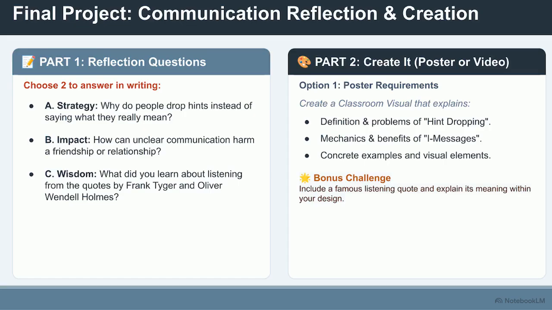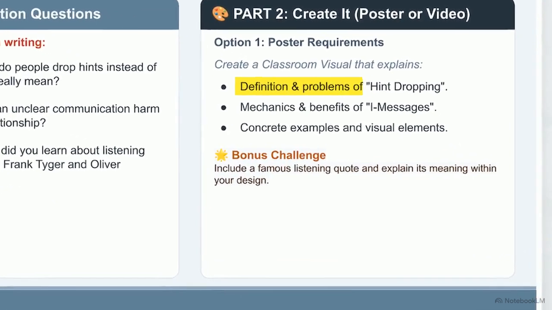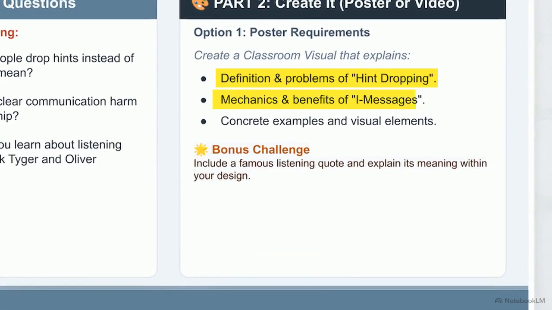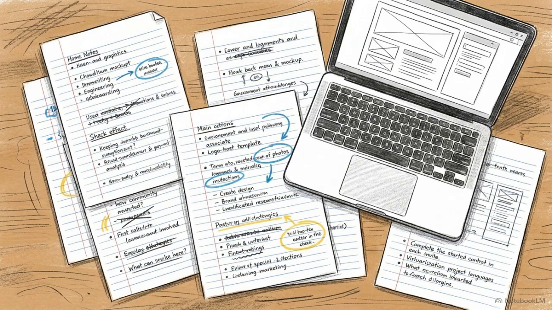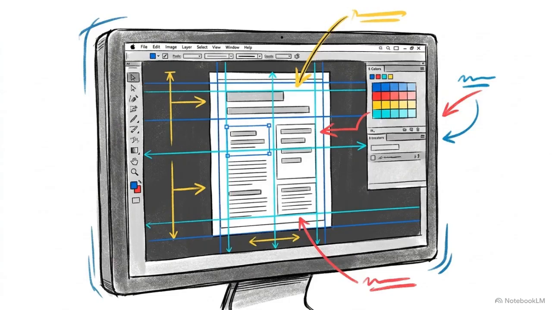Check your page. You should have the definitions, the 4-part formula, your original example, the benefits, and a placeholder for your quote. Your text is completely finished. The last step is to take those notes and format them visually using graphic design software or physical poster materials.